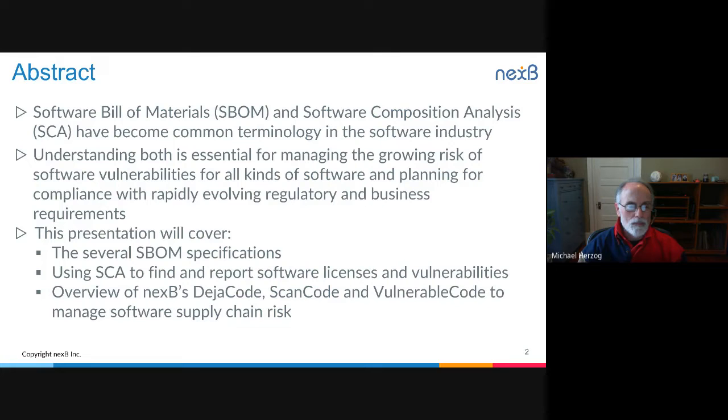So generally what we're talking about here today is two main concepts: software bill of materials and software composition analysis. These are very common terminologies in the industry without clear definitions. So having a good idea of what they mean and how you will apply them is very important to manage the growing risk of software vulnerabilities and other compliance issues, licensing and others. So we'll talk about SBOMs, software composition analysis, what it is, how it relates to SBOMs, and we'll end with an overview of nexB's solution in this area to help you manage software supply chain risk.